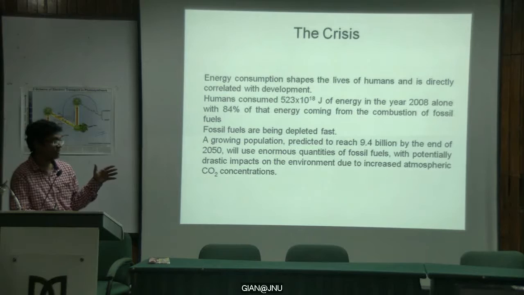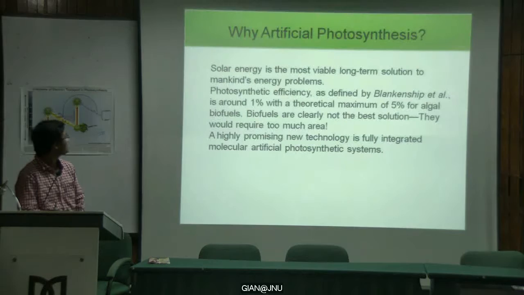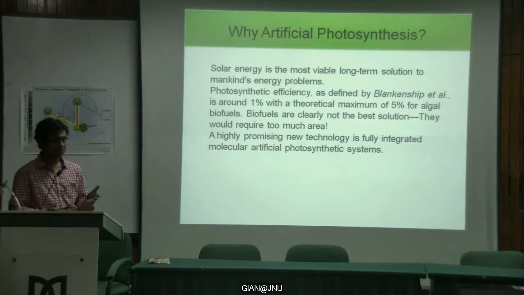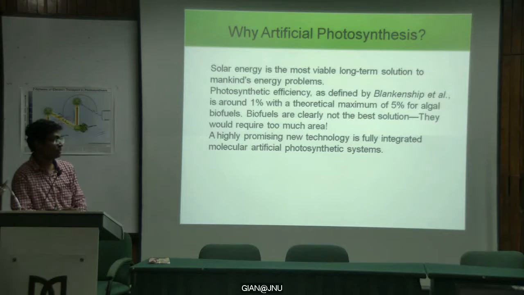Why artificial photosynthesis? Obviously, solar energy is the best long-term solution, because the sun gives us about 22 joules of energy every single day, and we use only a fraction of that for our whole year. Photosynthetic efficiency is defined by Blankenship as the energy content of annually harvested biomass divided by the incident solar energy over one year. It's a Science paper.